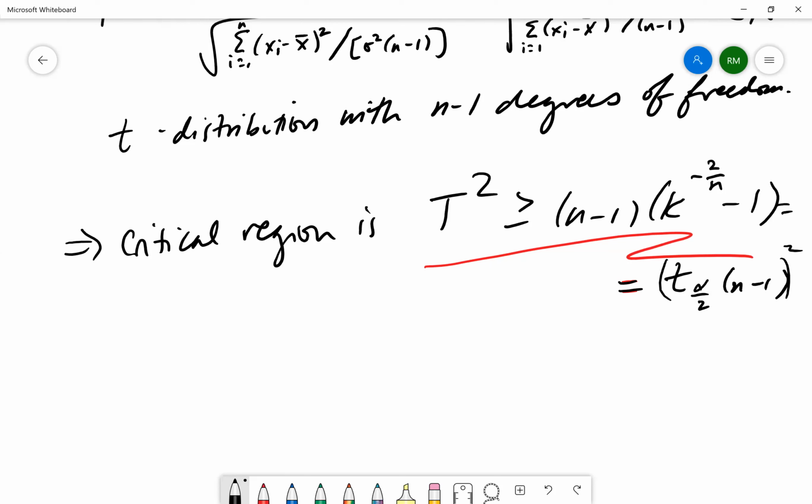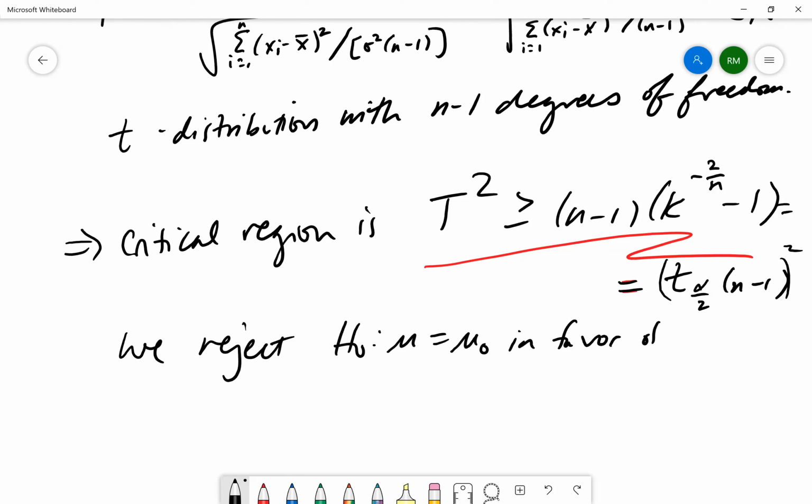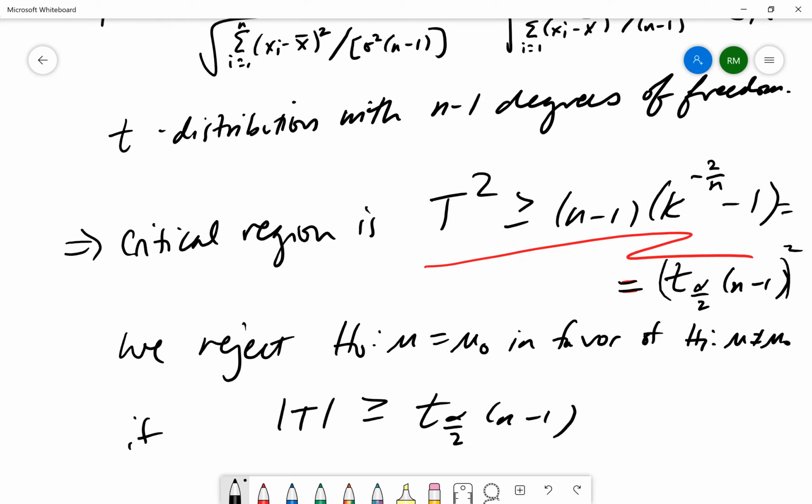So we're going to reject our null hypothesis in favor of our alternate hypothesis if the absolute value of t is greater than or equal to t alpha over 2 with n minus 1 degrees of freedom. So what is it that we did? What did we do?